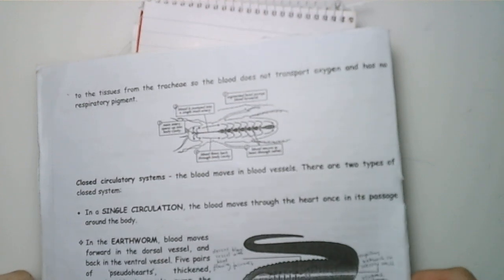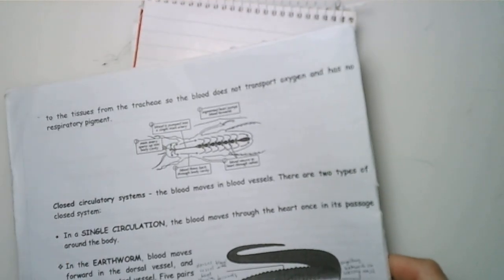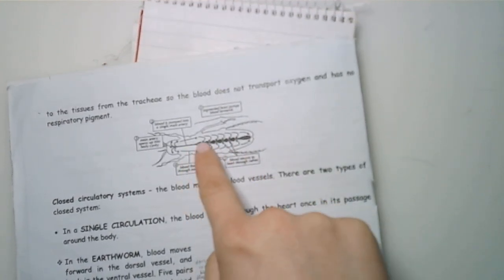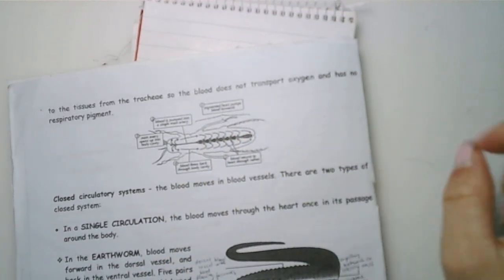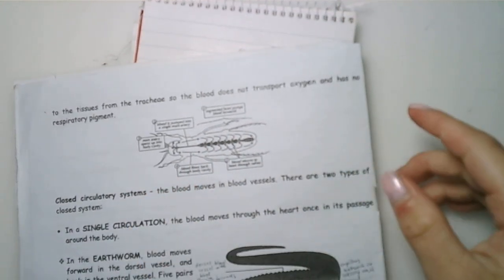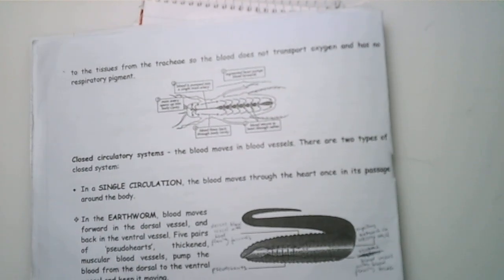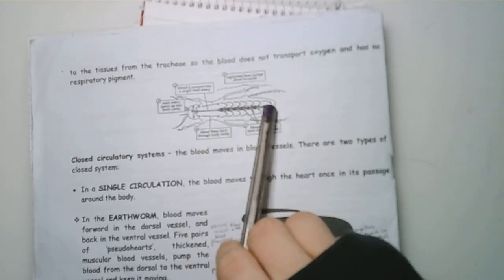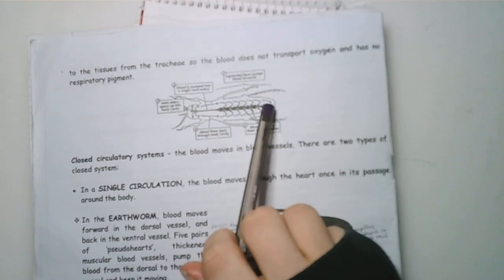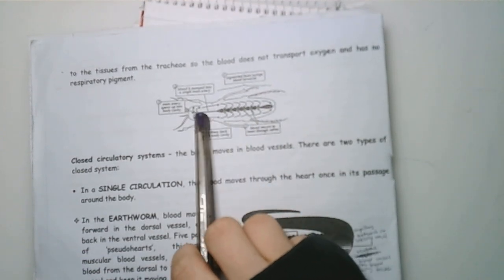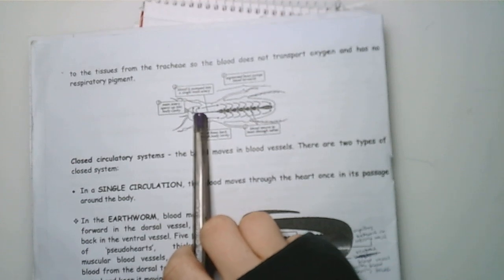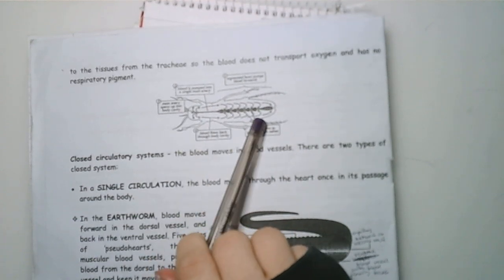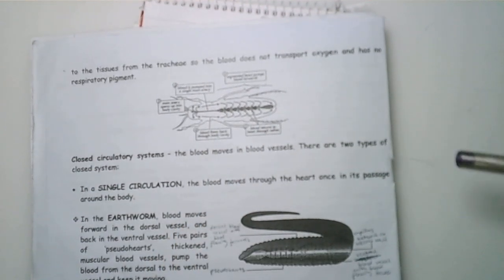so the blood doesn't transport oxygen, and it doesn't need a respiratory pigment. So here you can see the main vessel, which the blood is kept in. Basically this diagram is showing you how it works. This would be the heart that runs right down the length of the body, and it pumps the blood forwards, and then the blood is pumped into the main artery. There's only one, which is by here, and then it opens up into the body cavity, flows back through the body cavity, and then returns to the heart through the valves.